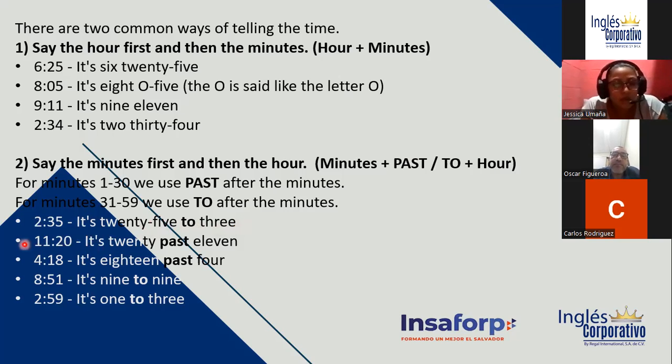11:20, como digo, como está todavía en la categoría del 1 al 30, yo voy a utilizar primero los minutos y después la palabra past. So yo voy a decir, it's 20 past 11. Son 20 minutos pasadas las 11.